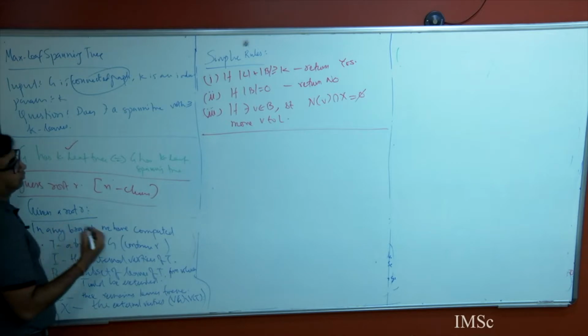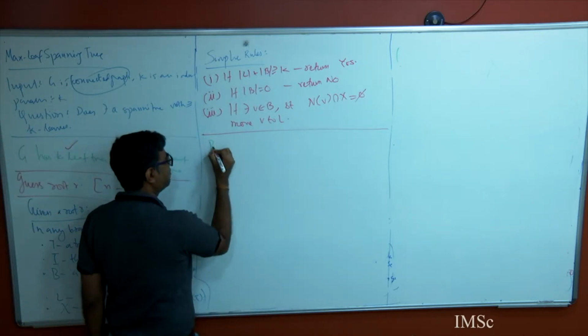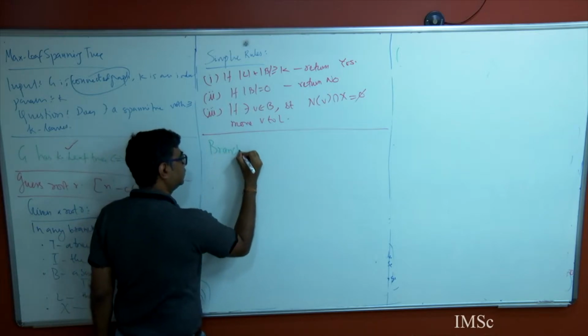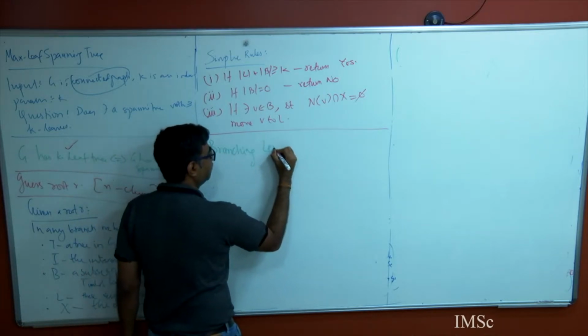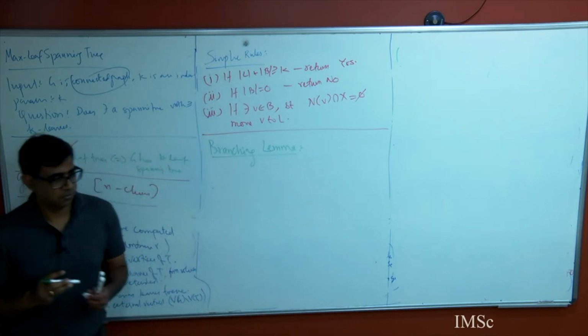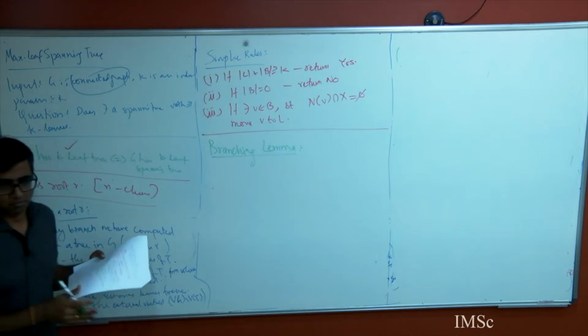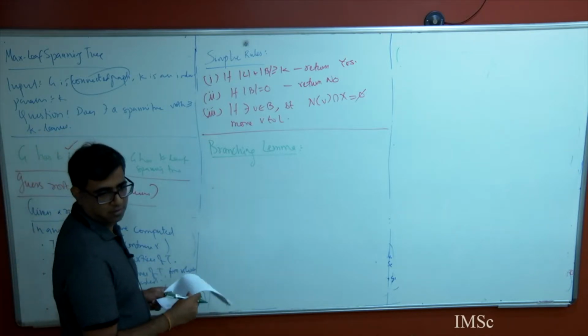So what is my branching rule? Let me prove a lemma, and then everything will be very simple. I call it the branching lemma. If you read the paper you will be dead, so don't even try to read this paper. I mean, it's an 18-page paper.